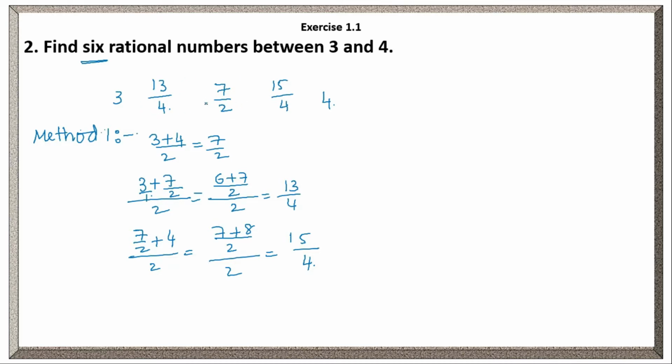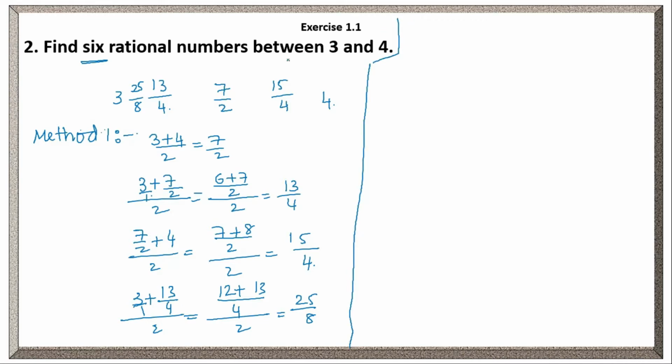We want 3 more rational numbers in between 3 and 4. So in this way we can find many rational numbers. We will find a rational number between 3 and 13 by 4. Average. What is the LCM? 4. 1 will go in 4 four times. 4 into 3, 12. 12 plus 13 by 2. Clear? So 12 plus 13, 25 by 8 is in between 3 and 13 by 4.